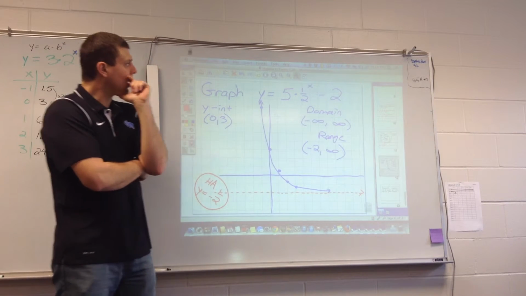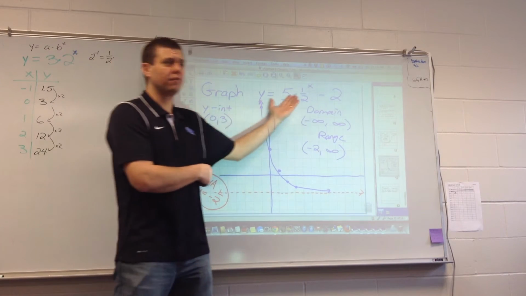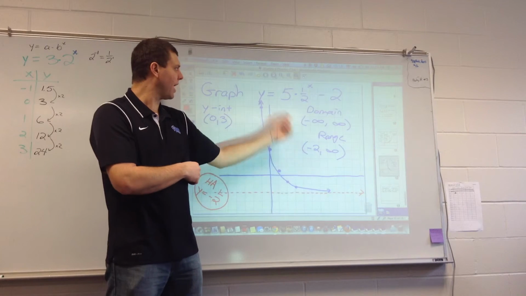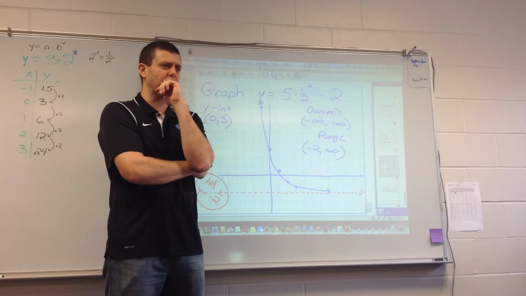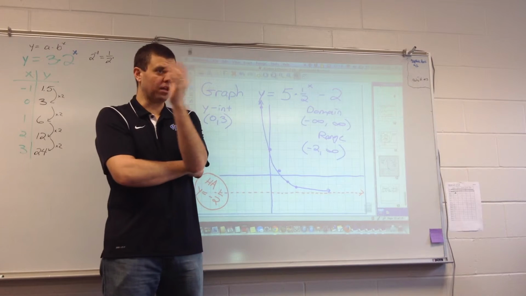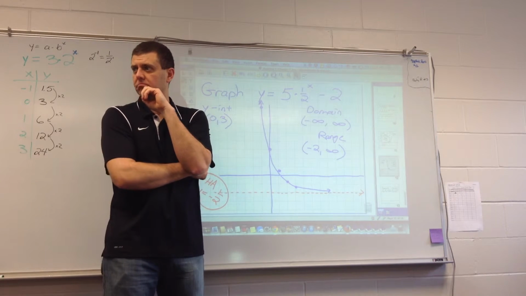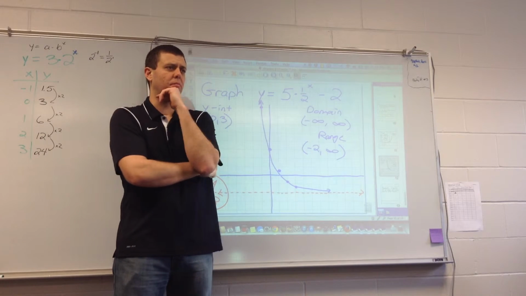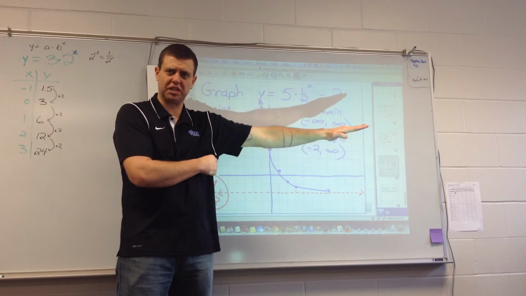Okay? So, I could have told you, without looking at this graph, that this is going to be exponential decay. Why? The b-value is 1/2, right? Anytime the b-value is between 0 and 1, you're going to have decay.